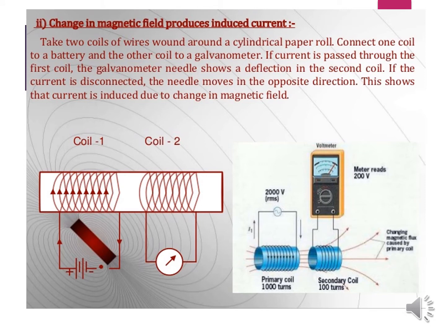Take two coils of wires wound around a cylindrical paper roll. Connect one coil to a battery and the other coil to a galvanometer. If current is passed through the first coil, the galvanometer needle shows a deflection in the second coil. If the current is disconnected, the needle moves in the opposite direction. This shows that current is induced due to the change in the magnetic field.